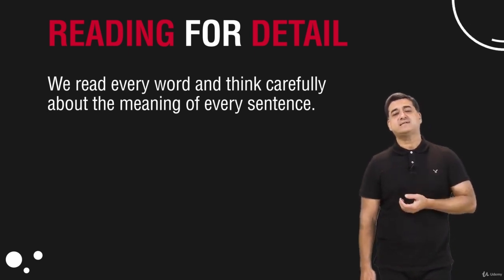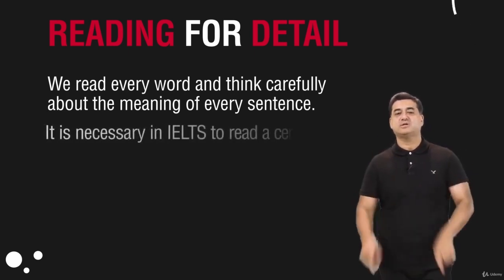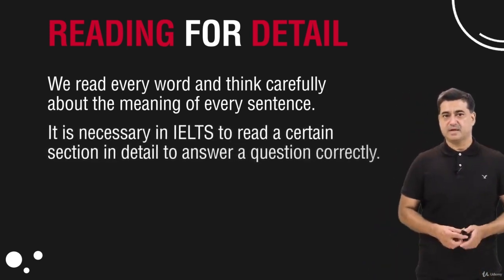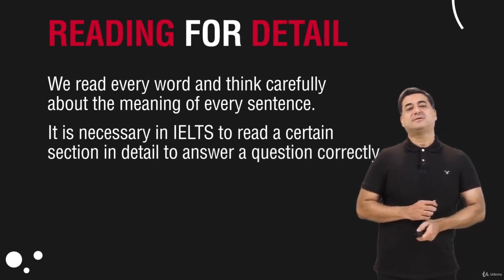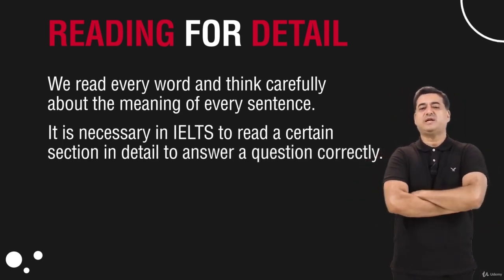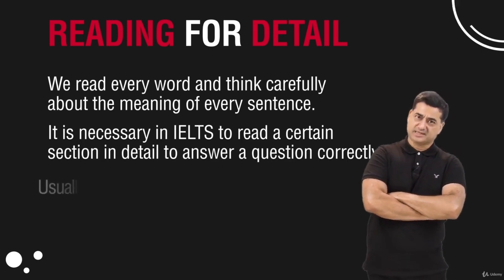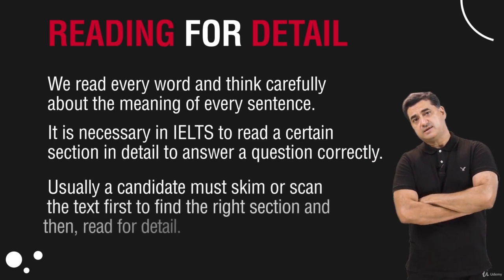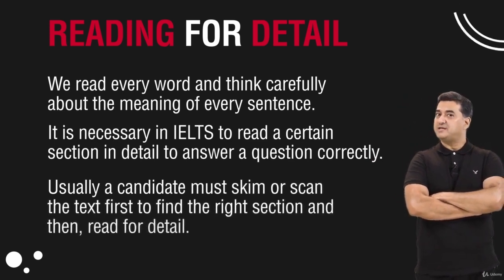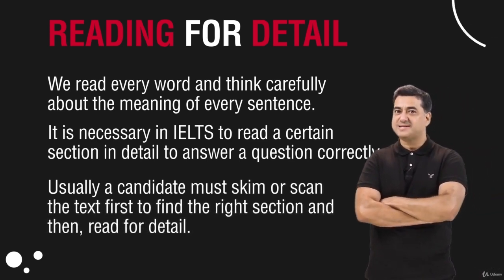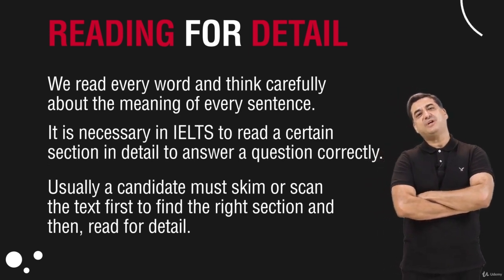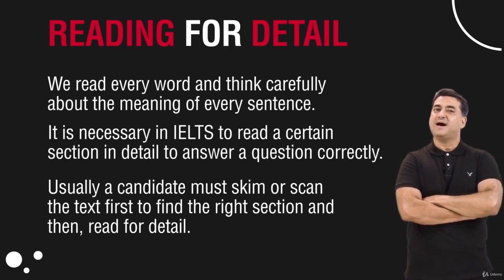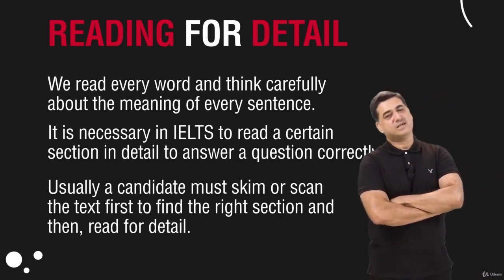So that is also a very important part, and it is very necessary in IELTS to read a certain section in detail to answer a question correctly. So this is reading for detail, and usually you must first skim the text to get the general understanding of the passage. Then the next step would be to locate the area of the text where you may find your answer, and then finally read in detail word by word so that you get the answer to the question. Let's move further.